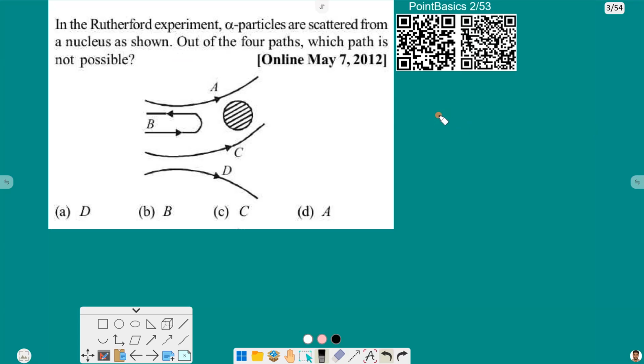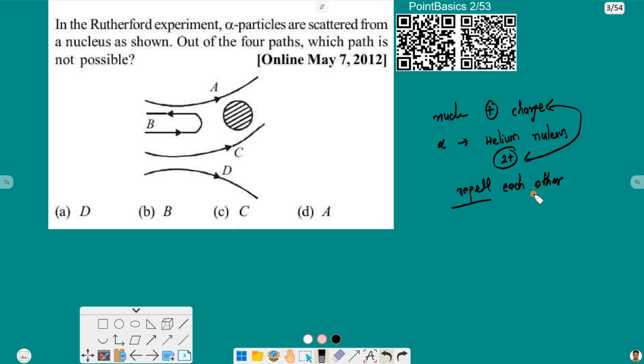So we know that the nucleus has positive charge, and also the alpha particle, which is basically a helium nucleus, has a positive 2 charge. So both the nucleus and the alpha particle have the same charge. So what will they do? They will repel each other. And if they repel each other, it means they cannot attract.